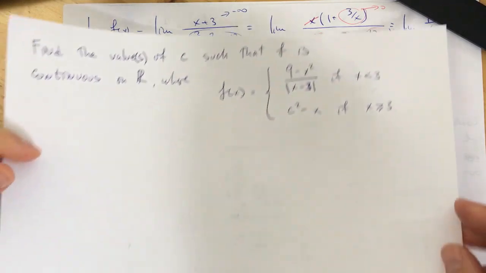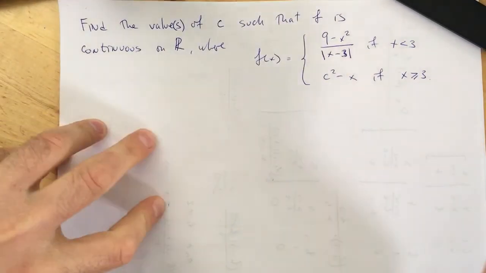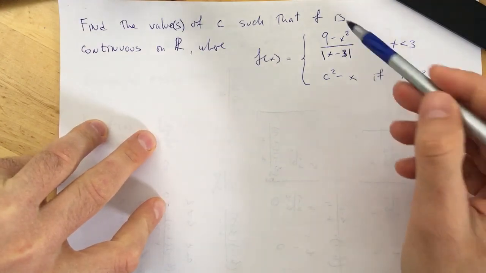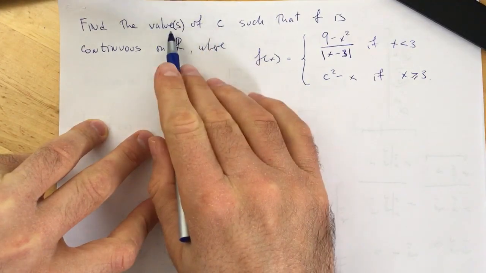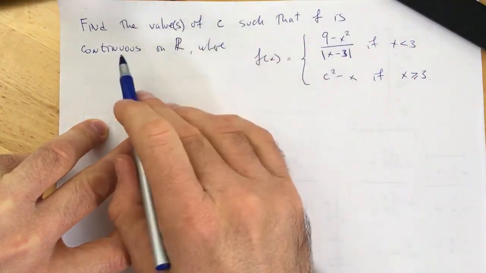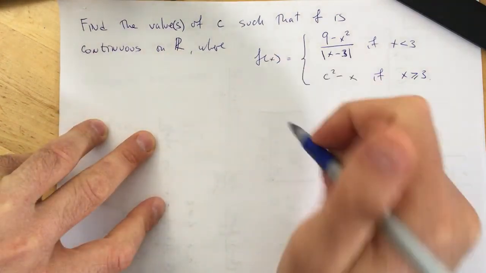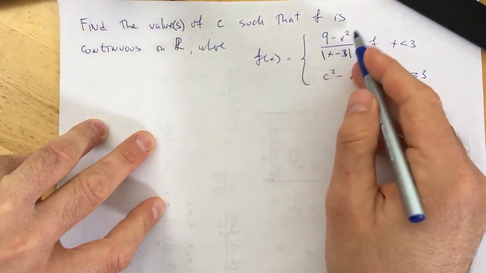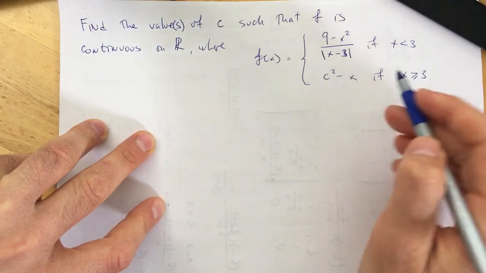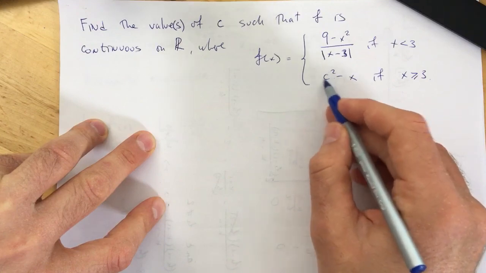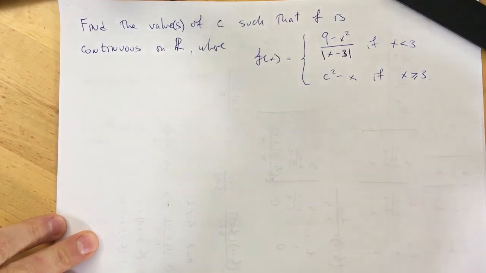And the second question that we're going to do about continuity is this one here. Again, you can pause the video right now, copy the problem, and try to solve it by yourself first. Find the values, only one value or many values of c such that f defined as this is continuous on R. The way we define f is 9 minus x squared over x minus 3 if x is less than 3, and c squared, where c is a constant, minus x for all the values when x is greater than 3.